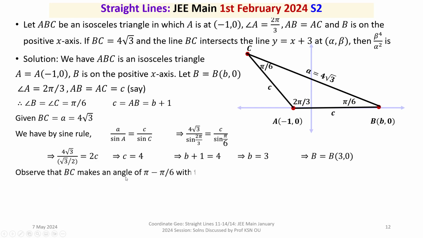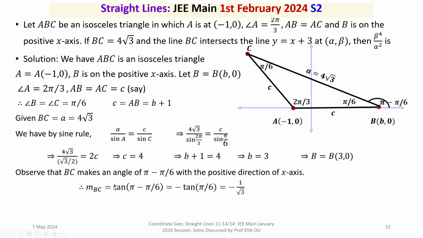Observe that BC, this line, makes an angle pi minus pi by 6 with the positive direction of the x-axis. Agreed. Therefore, the slope of this BC must be tan of pi minus pi by 6. The slope MBC is tan of pi minus pi by 6, that is minus tan pi by 6, that is equal to minus 1 by root 3.